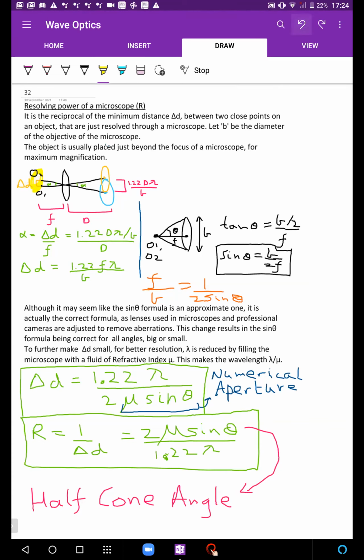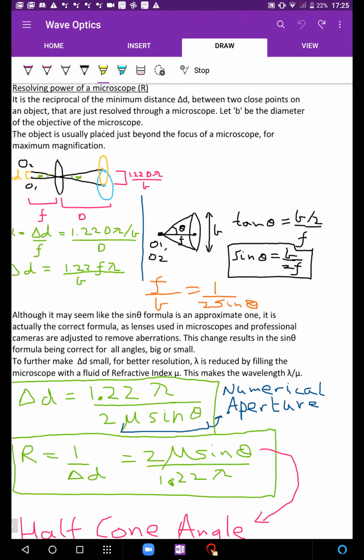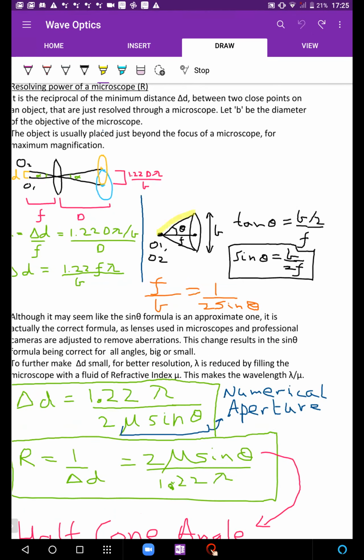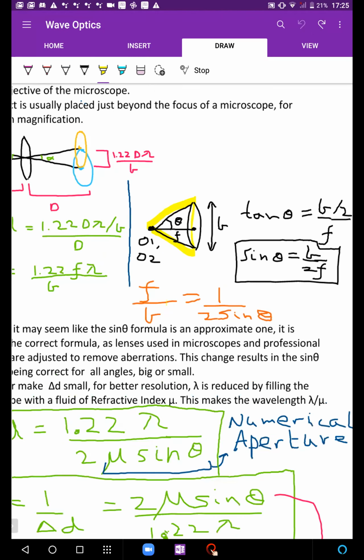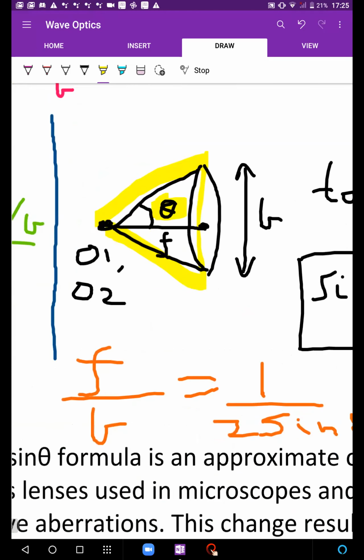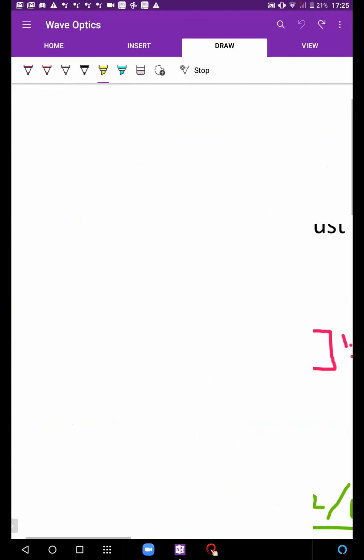So the closest two points can be on an object, that is delta d, and its formula is 1.22 lambda by 2 mu sin theta, and its reciprocal is the resolving power of a microscope. So 2 mu sin theta by 1.22 lambda. Okay, in this sin theta, theta is basically the half cone angle subtended by the lens on that object. So that is theta, the half cone angle subtended by the lens on the object.